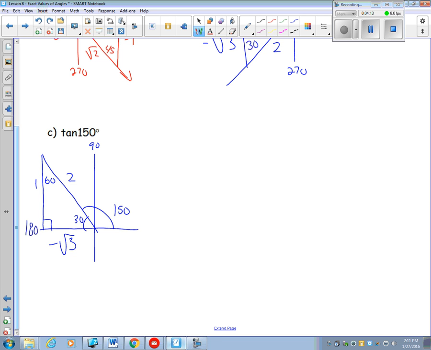3, 2, 1. Okay, tan is y over x. So our y value is 1, and our x value is negative root 3. And there's the tan of 150. And we can do these for any angles that are combinations of 30s or 60s or 45s or multiples of those. Okay, the ideas don't change. You just have to draw them in different spots.